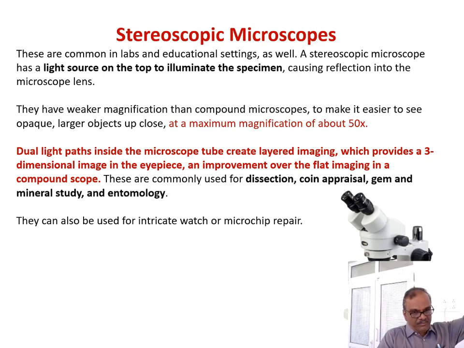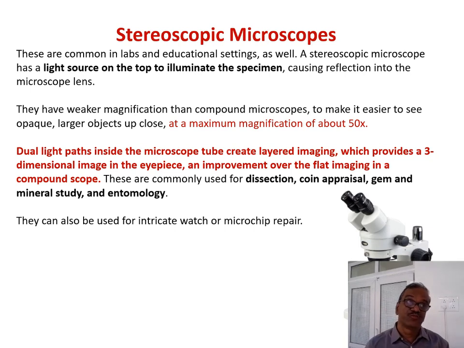So the light passes through the microscope tubes and creates the image, which provides a three-dimensional image also, an improvement on the flat image which is found in the compound microscope. Okay. So where it is used, generally the stage is at the top, am I right? In our common compound microscope. Here the stage is at the bottom, all the adjustments are at the top.